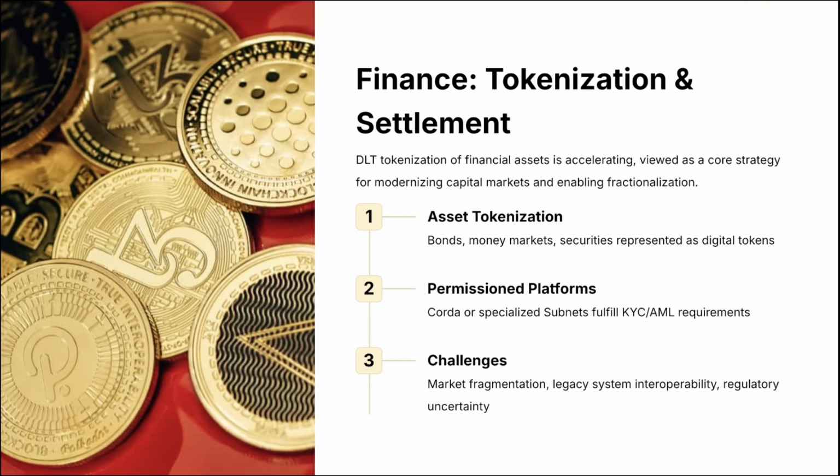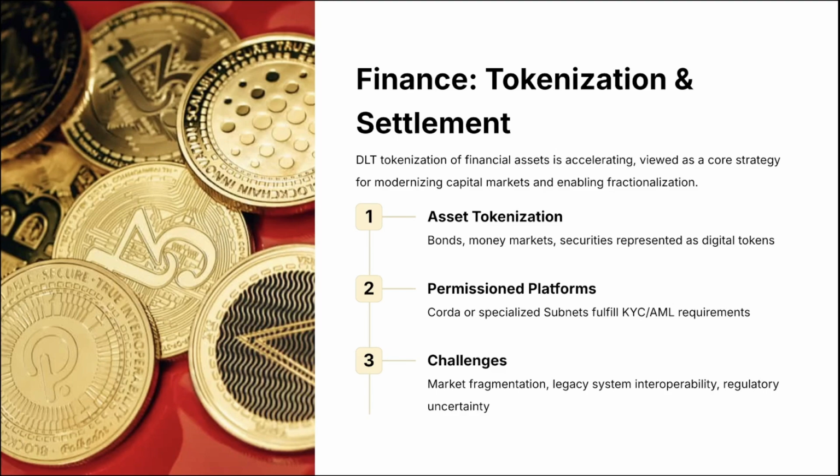Things like Corda or custom Avalanche subnets are well suited here, as they enforce KYC and AML requirements and provide the privacy and control needed in regulated environments. However, tokenization still faces real-world challenges, including market fragmentation, the complexity of integration with legacy financial systems, and ongoing regulatory uncertainty. Overcoming these hurdles will be the key to unlocking the full potential of DLT in transforming asset issuance, trading, and settlement.